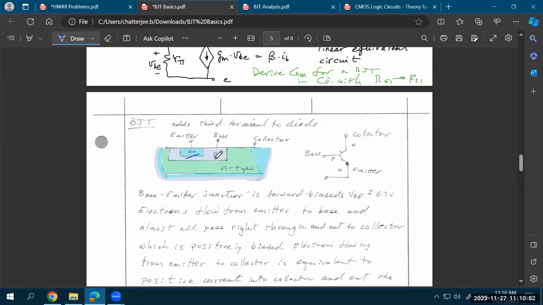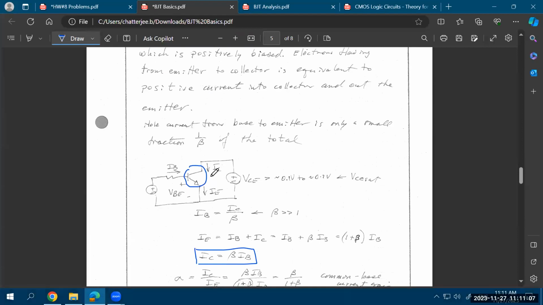So this is an NPN. Your emitter could be N plus, then your base, and then again your collector. So it's two PN junction diodes. There is one PN junction diode over here, and then another PN junction diode over here. The idea is that you'll have one of those PN junction diodes forward biased and the other one reverse biased. The one that is forward biased will try to push a large amount of current, because in forward bias you have a large amount of current for a diode.